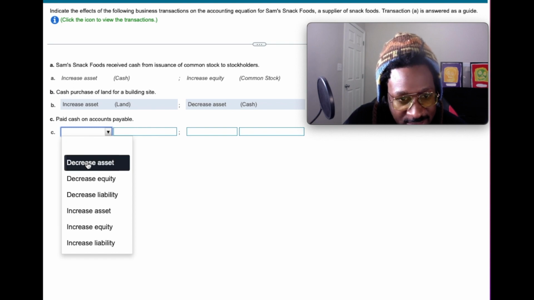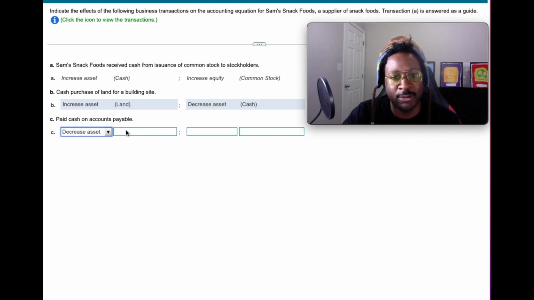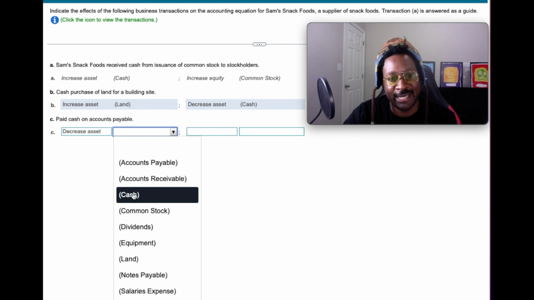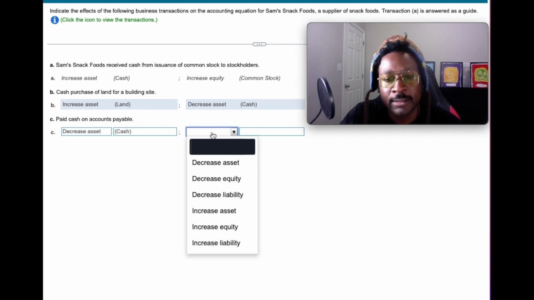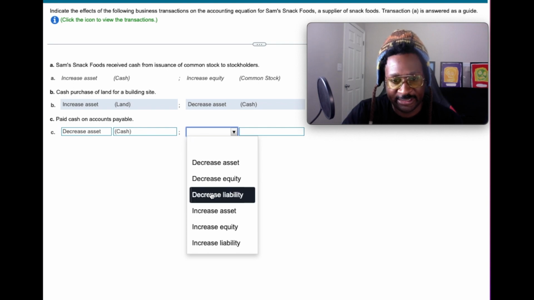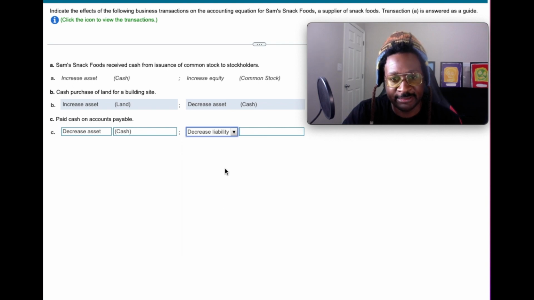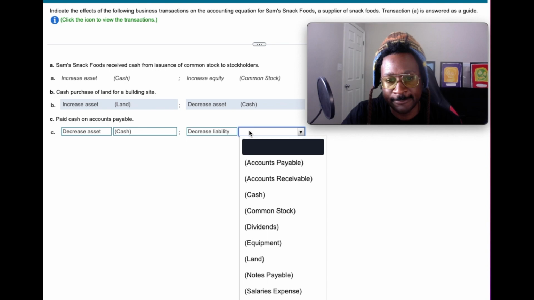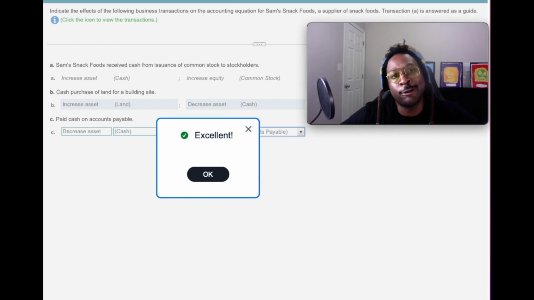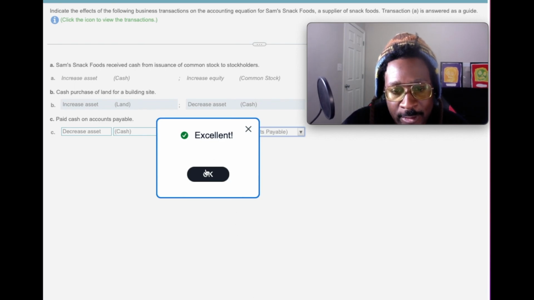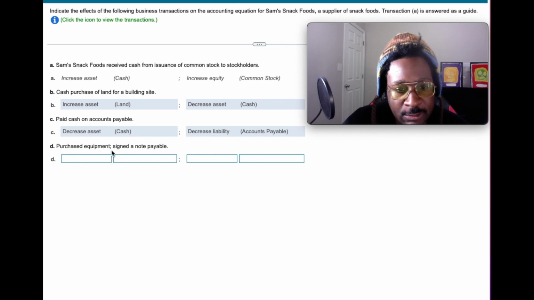So let's see. Our assets are going down as well because of the keyword paid. Under what account? Cash. And obviously, since we paid on our account, the amount we owe decreases, causing the liabilities to decrease. Under what account? Accounts payable. Check the answer. Bags all day. Moving on. Purchase equipment, signed a note payable.